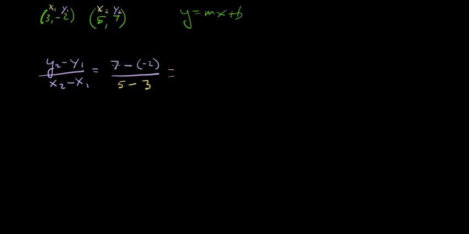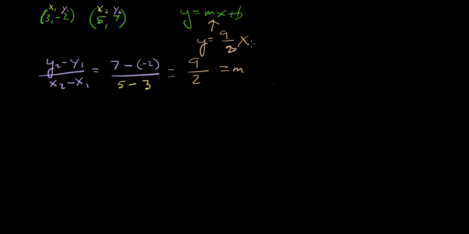So 7 minus a -2 is 9, because remember that's 7 plus 2. Subtract a negative and it's the same as adding it. And 5 minus 3 is 2. So 9 over 2 is the slope, okay? So that's equal to m. So we've got this part of it already. We've got y equals 9/2 x.